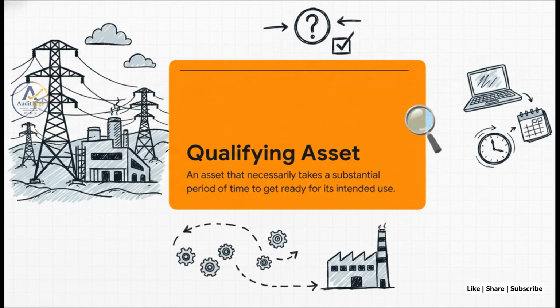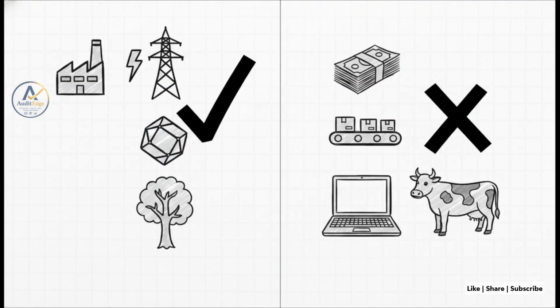Look, if you buy a brand new laptop and turn it on, it's ready immediately, right? That is not a qualifying asset. But building a massive power grid, now that takes a substantial period of time, and therefore it fits the definition perfectly. Let's rapidly run through the exact examples straight from the standard to contrast what makes the cut and what falls out of scope. Manufacturing plants, power generation facilities, intangible assets, investment properties, and bearer plants, yes, they all qualify.